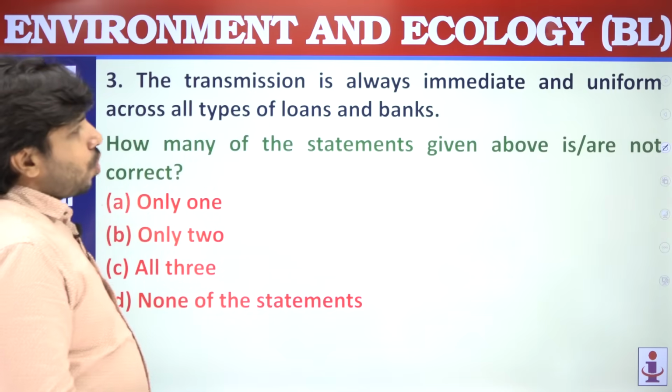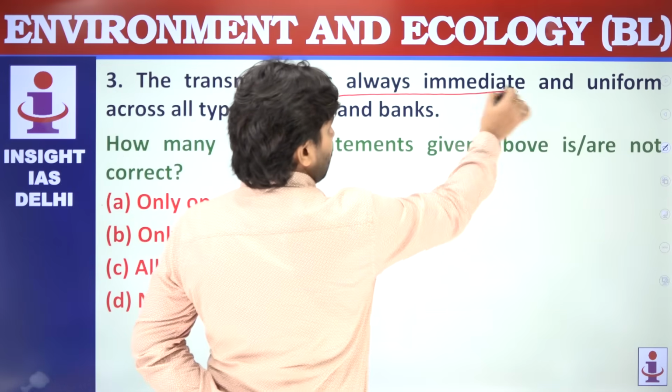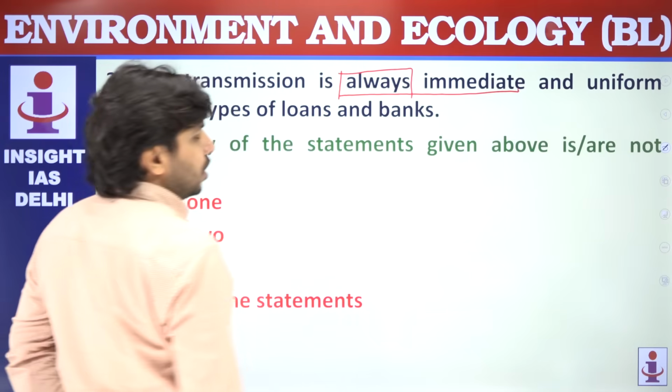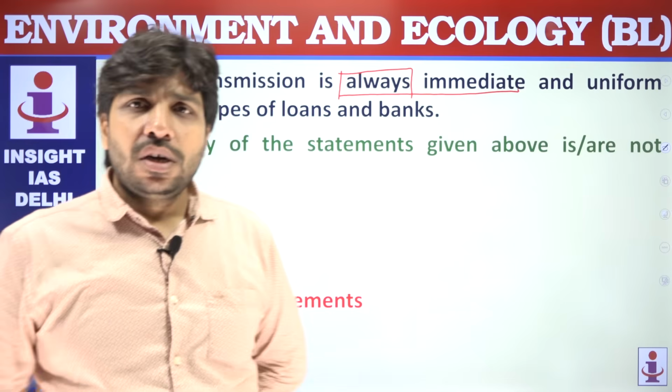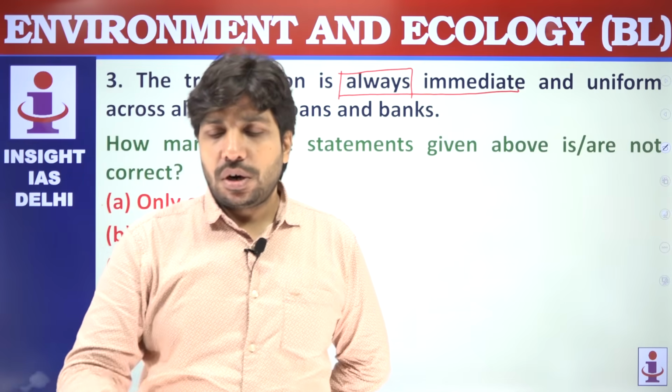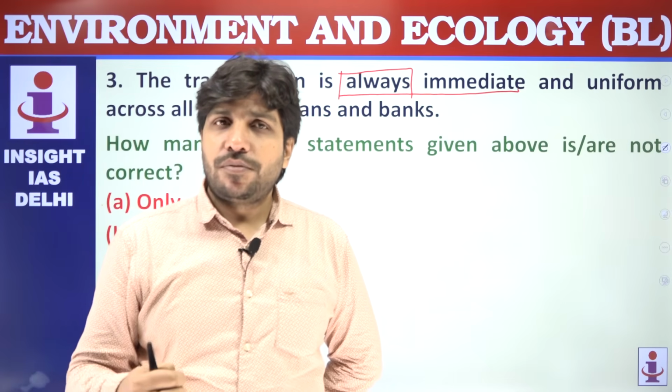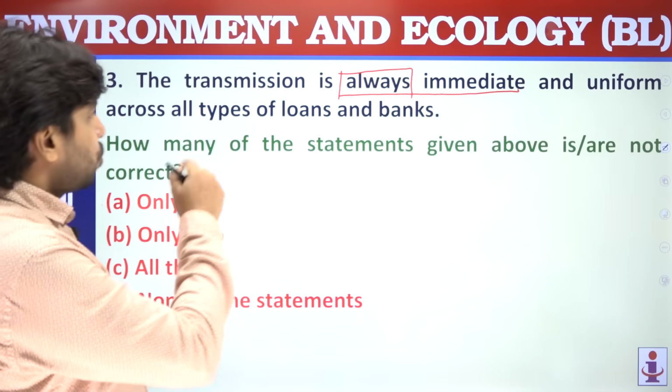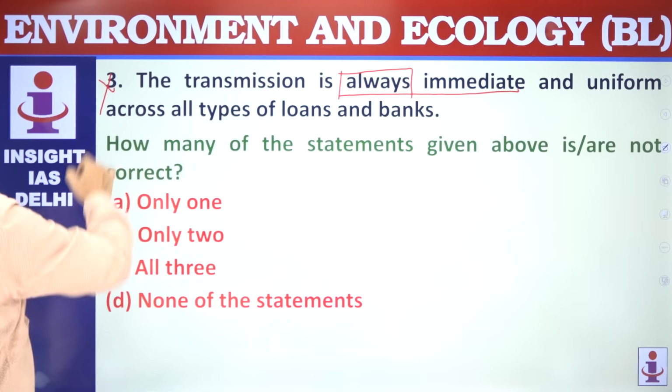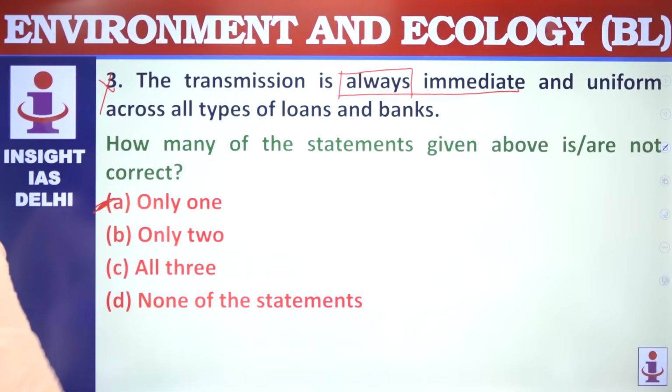Transmission is always immediate. It is not always immediate. It comes with a lag. It is not that today RBI reduced the interest rate, so from tomorrow or within 2 hours the borrowing for consumers will become cheaper. So it is not always immediate. This is not correct. Only two are correct.